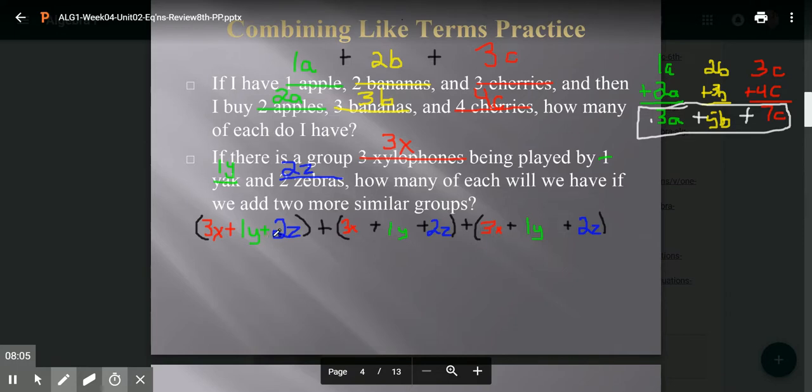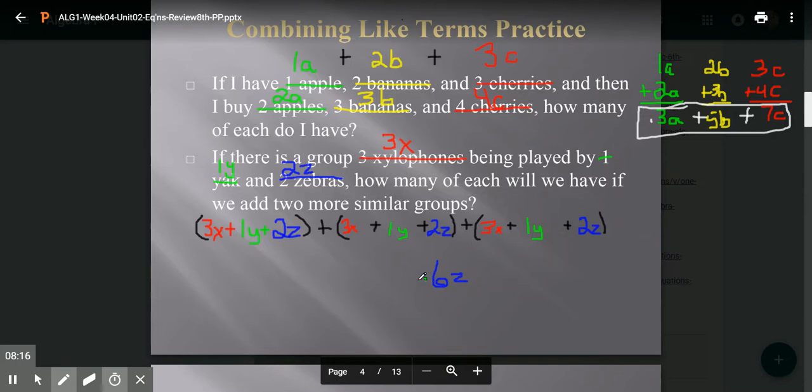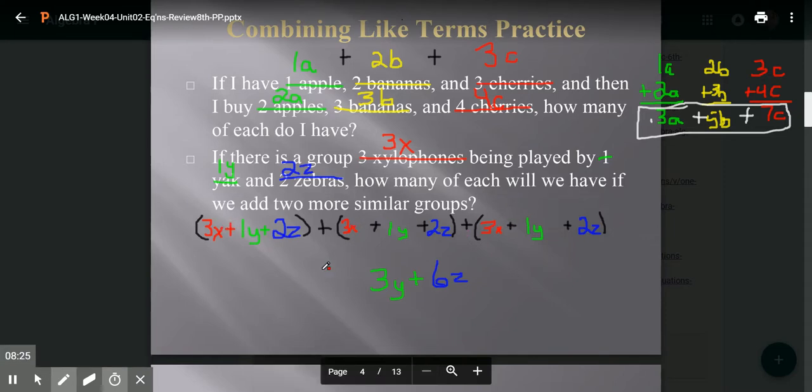And now we can combine all of this. 2 zebras plus 2 zebras plus 2 zebras, that's going to be 6 zebras. And 1 yak plus 1 yak plus 1 yak, that's 3 yaks. And we have 3 xylophones plus 3 more, so that's going to be 9x, or 9 xylophones.